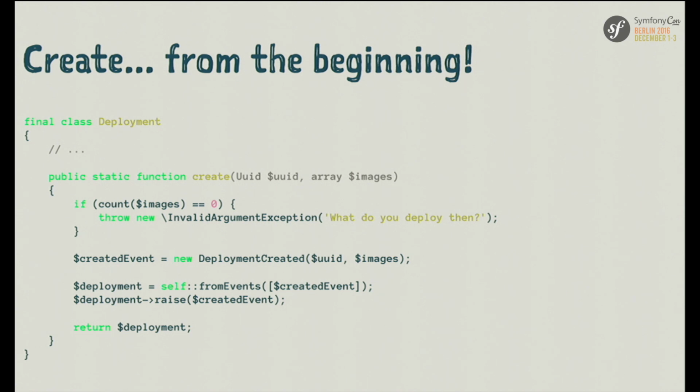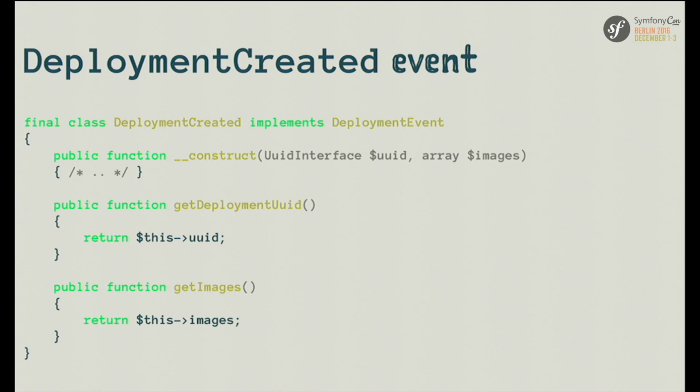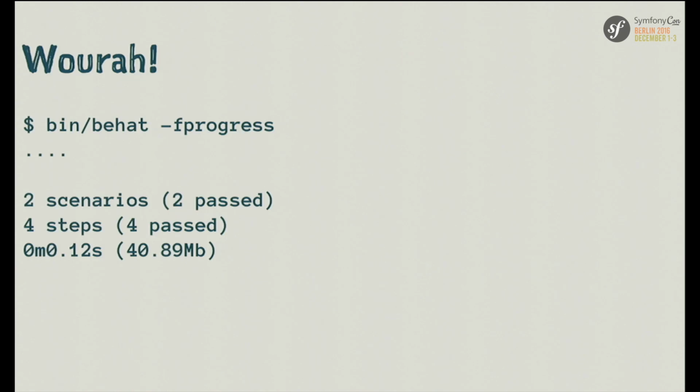And that's all. And the deployment created event is quite simple. This is just a PHP class that is matching the contract of being a deployment event, and basically having 2 arguments in the constructor and 2 getters. That's all we need. That's our event object. And then if we run the test at some point, it's actually green. So we already have domain testing, as easy as that. And we actually already have some business rules, but we need 1 image at least in our deployments.